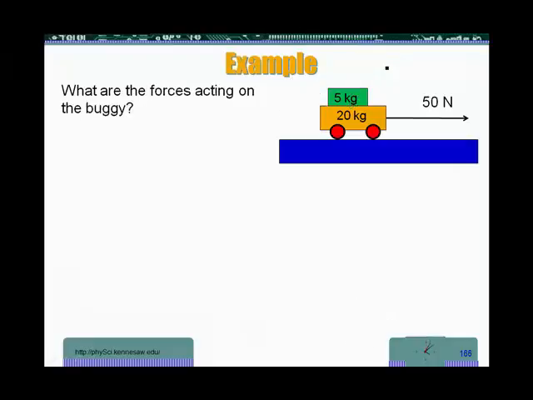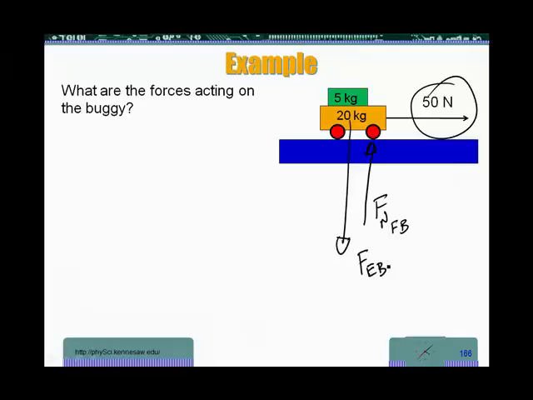Now, what are the forces acting on the buggy? Of course, there is the easy one, this 50 Newton force. We ignored friction with the floor, but then there is a normal force from the floor, Fn, floor on buggy. There is the gravitational force, that's F Earth on buggy. There is a reaction to the normal force that the crate exerts on the buggy.